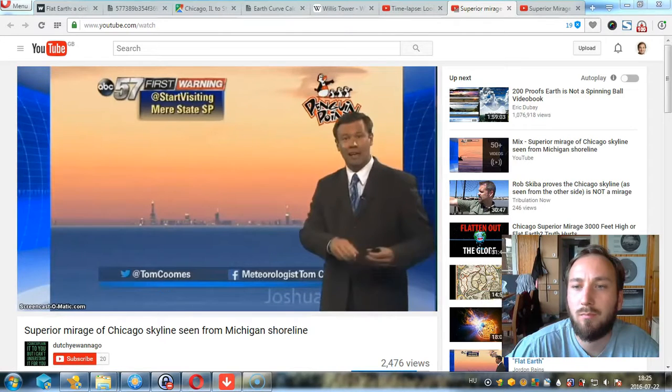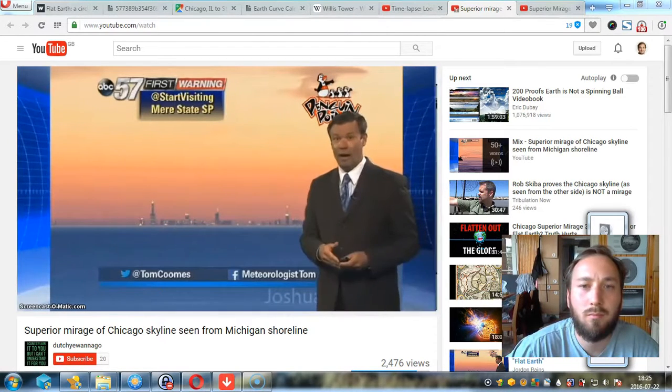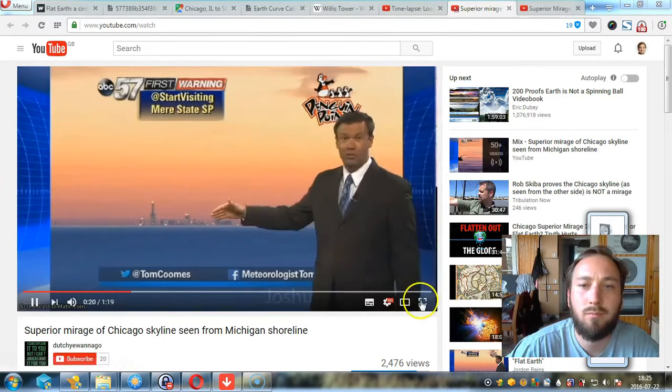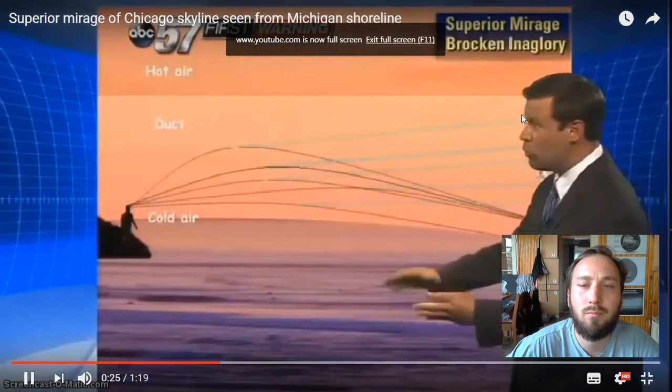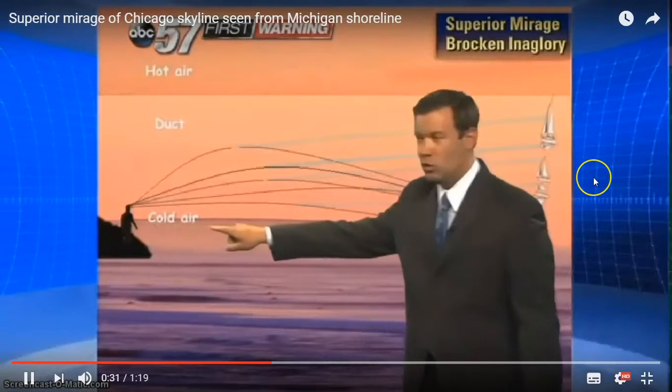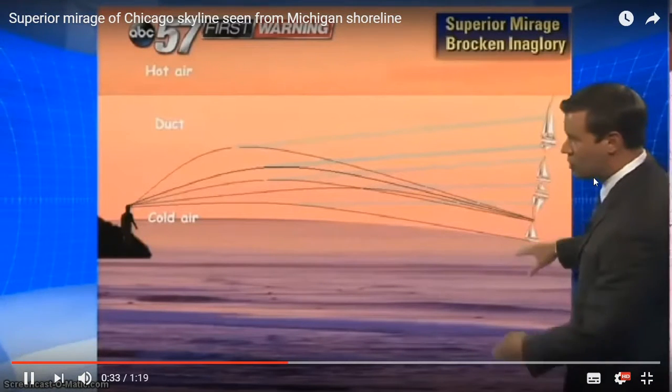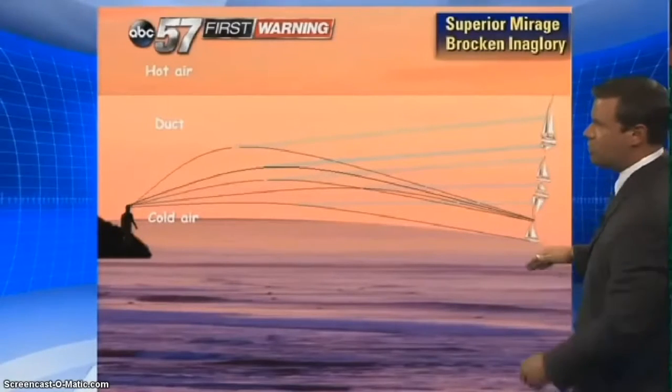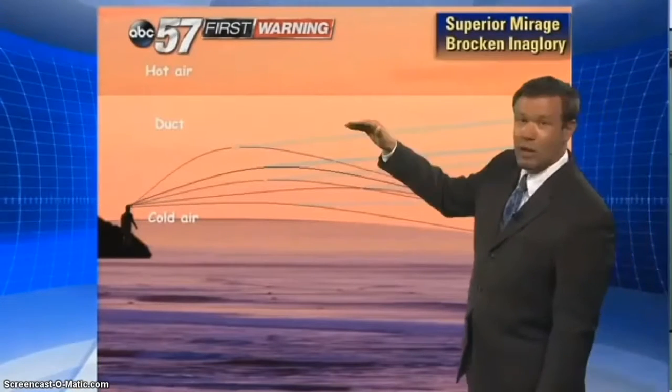We talked about this last night. Conditions are right on the lake that we're actually seeing a mirage of the Chicago skyline. Very interesting. Here's what's happening. This is a good example of a superior mirage. So Joshua was on the Lake Michigan shore. He was looking towards the west, and Chicago's beyond the horizon, should not be able to see it. However, with the right conditions, we have an inversion.